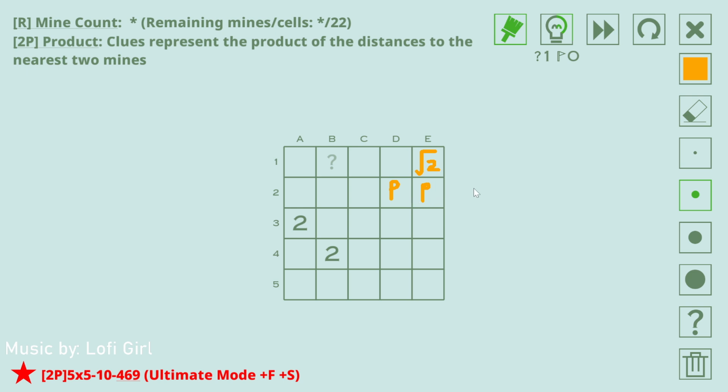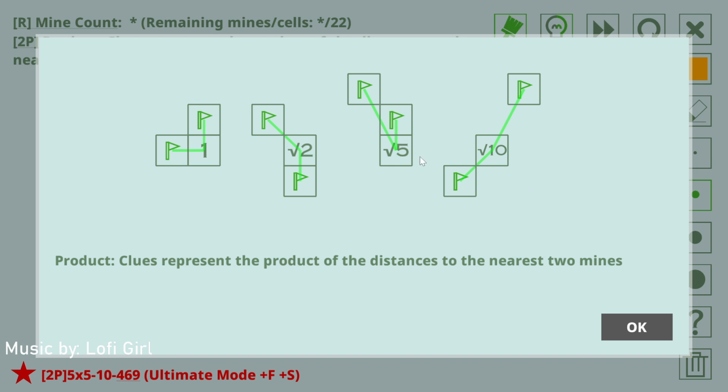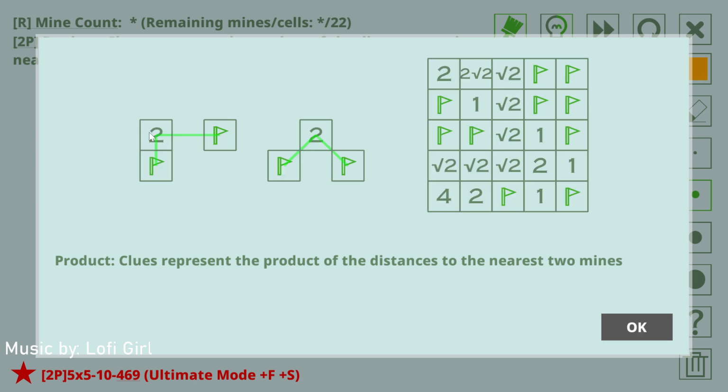Yeah, that's really just it. So here you can see root 5 is root 5 times 1, root 10 is root 2 times root 5, which multiply to root 10. 2 can either be 1 times 2 or root 2 times root 2. Because root 2 times root 2 does equal 2.